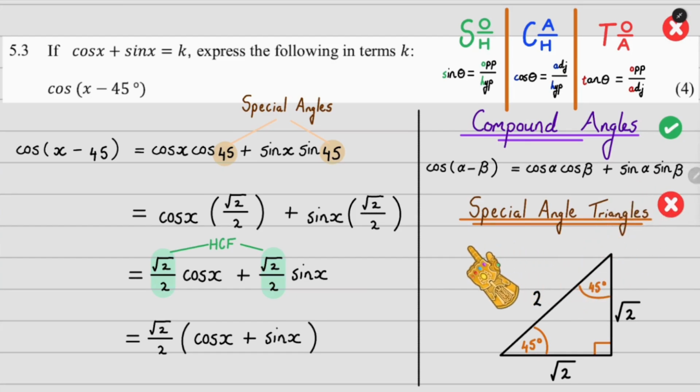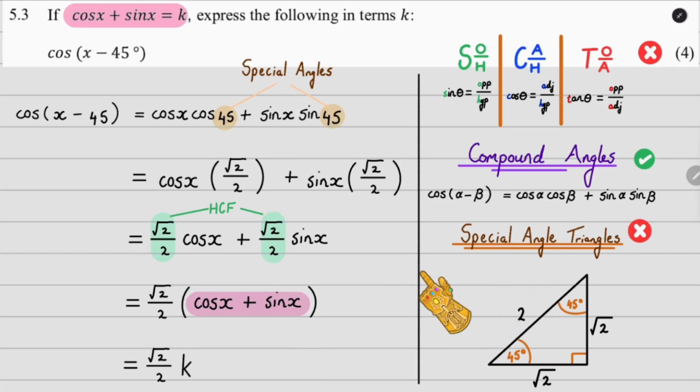Okay, so we are getting somewhere. This looks a little bit familiar. Hey, how's it going, brother? Check over there. Cos x plus sine x is the same thing as k. So I can replace this whole bracket with k, and then my job is done. And our final answer is root 2 over 2 k after the replacement of this into k.